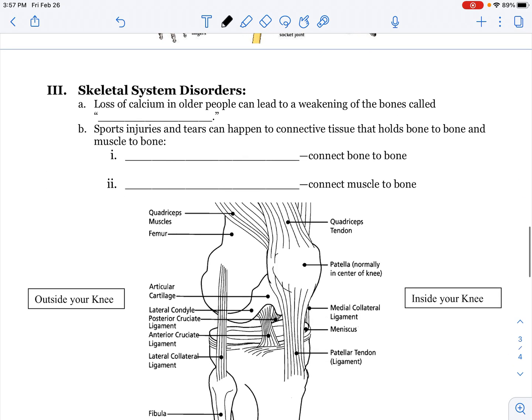Now, I'm going to briefly touch upon some skeletal system disorders. You can have loss of calcium in the bone as you age, and that is called osteoporosis.